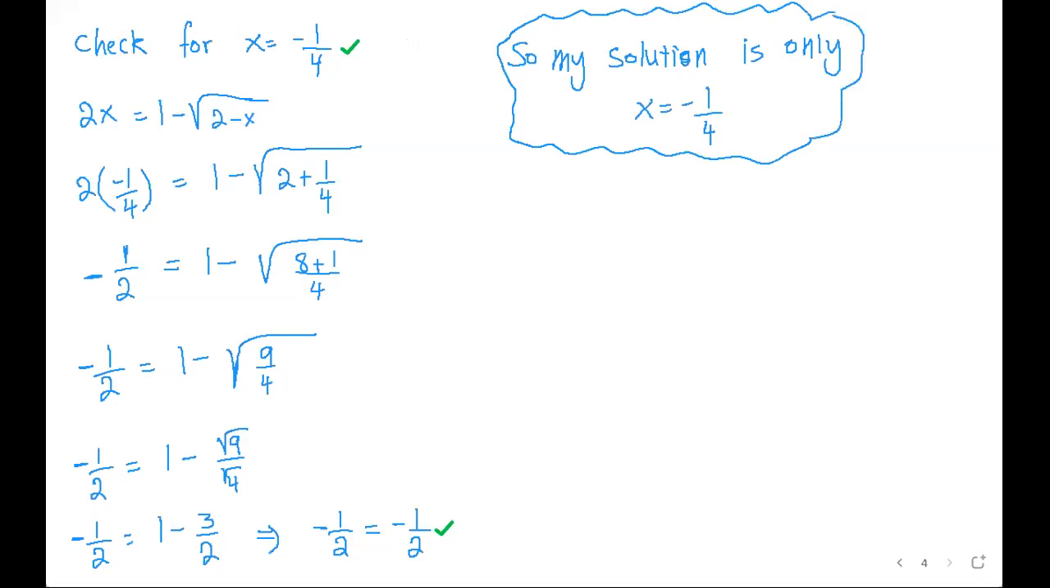Okay, any questions so far for this example? Does anyone have a question? How to check the answer? So we have to check, is the left hand side equal to the right hand side? If they are equal, then this is my solution. If they are not equal, then this is not a solution.